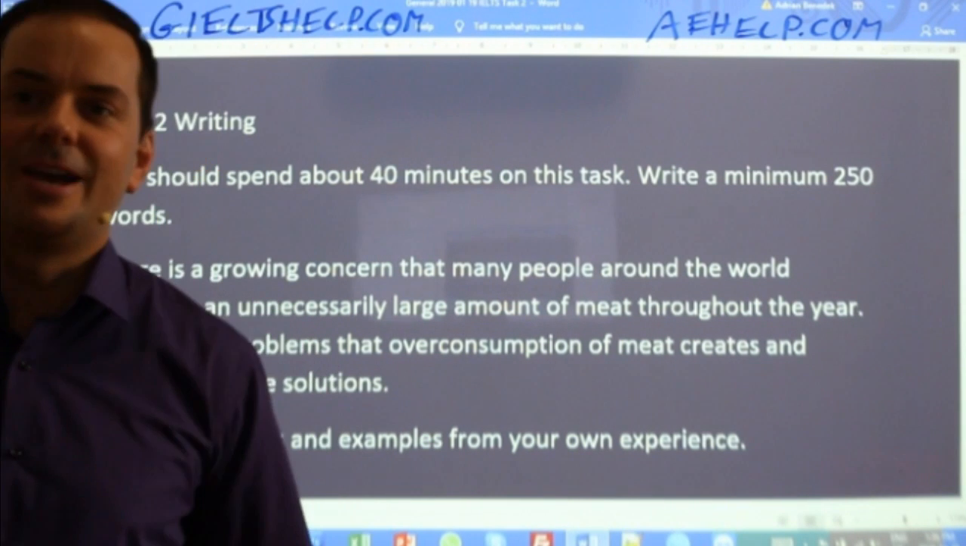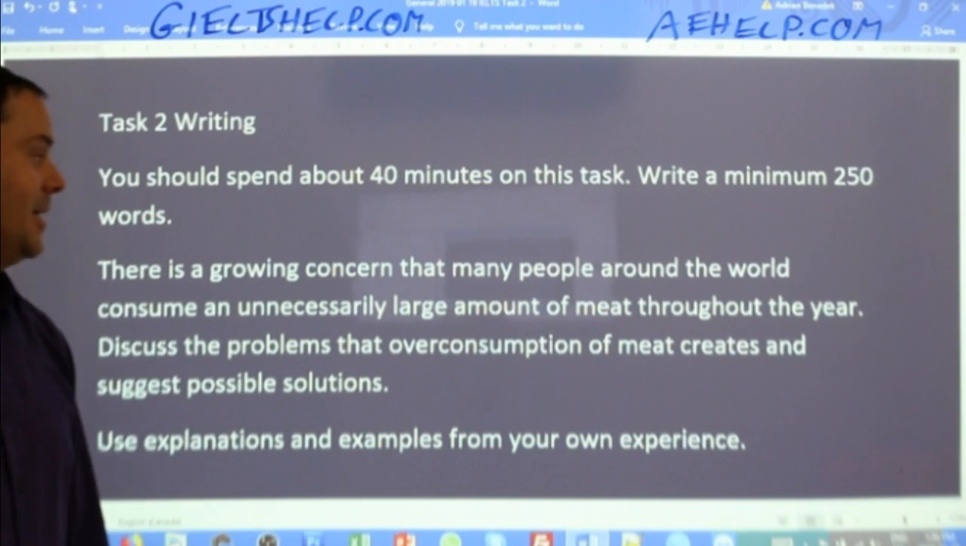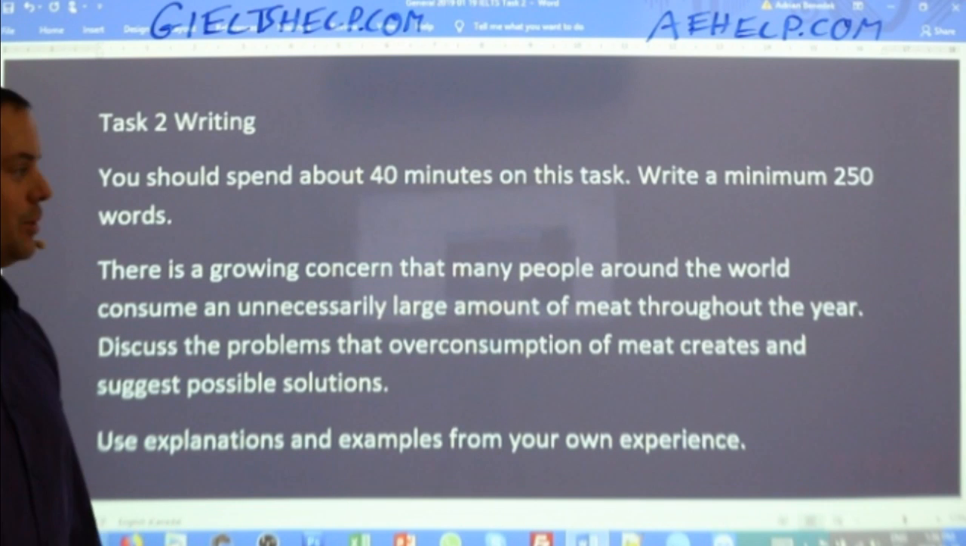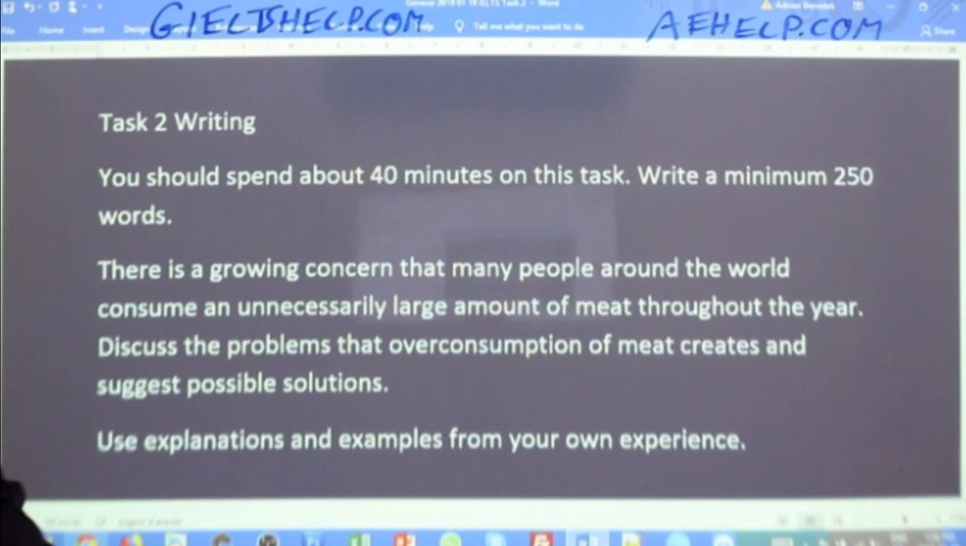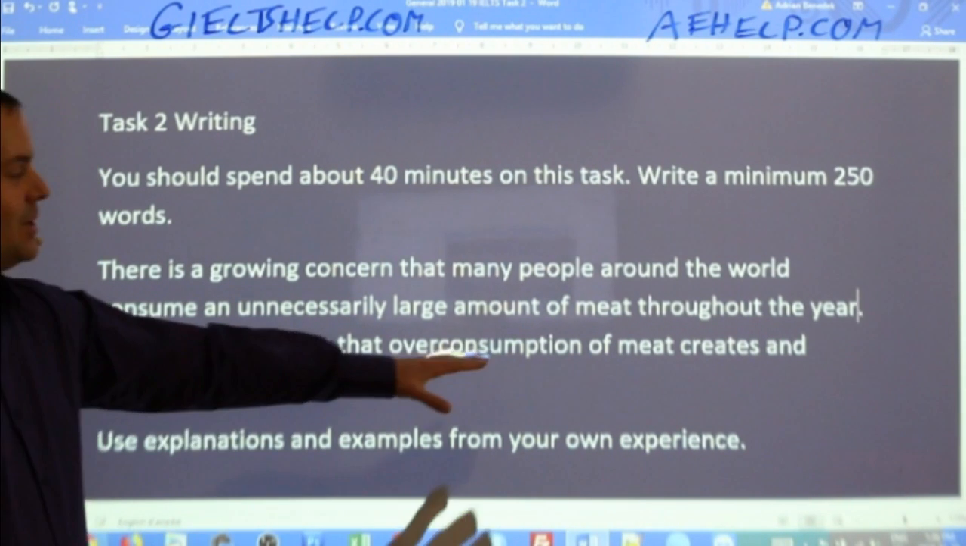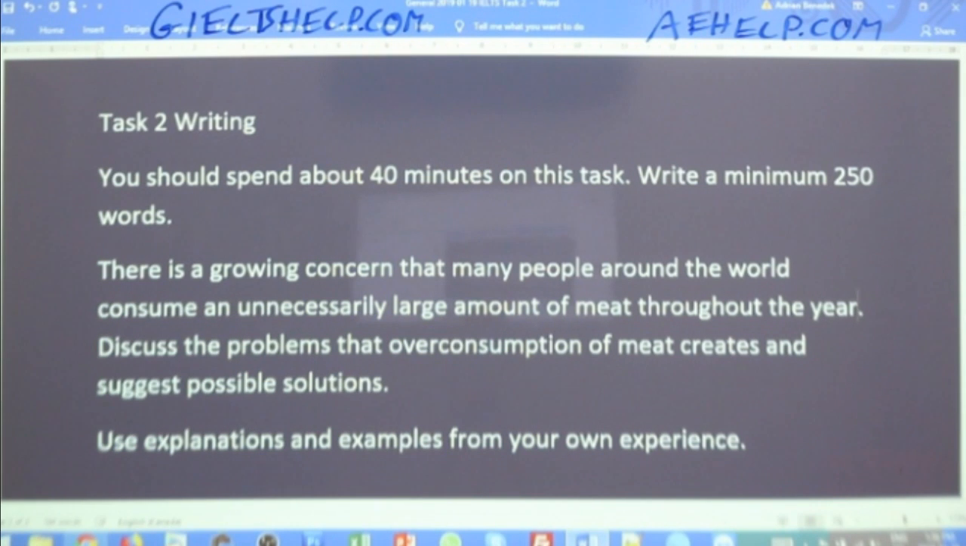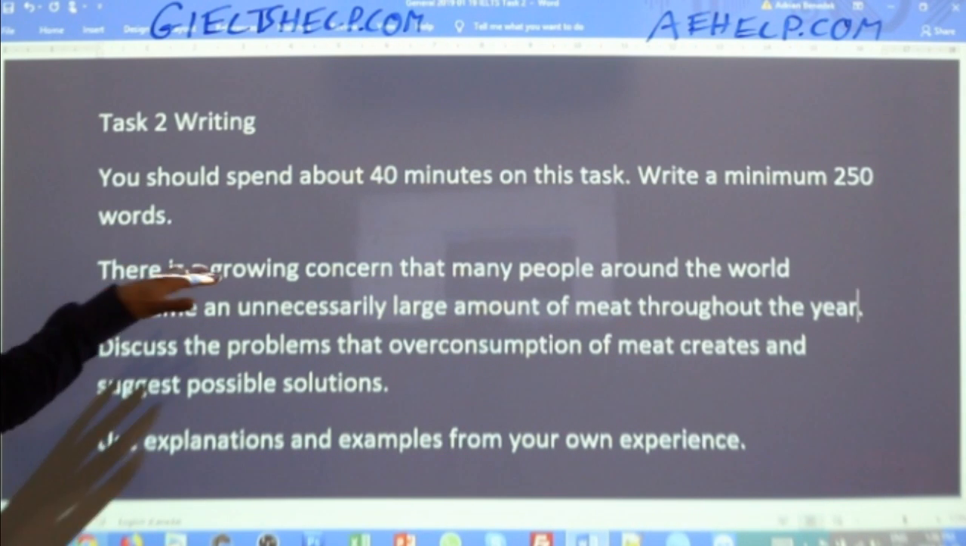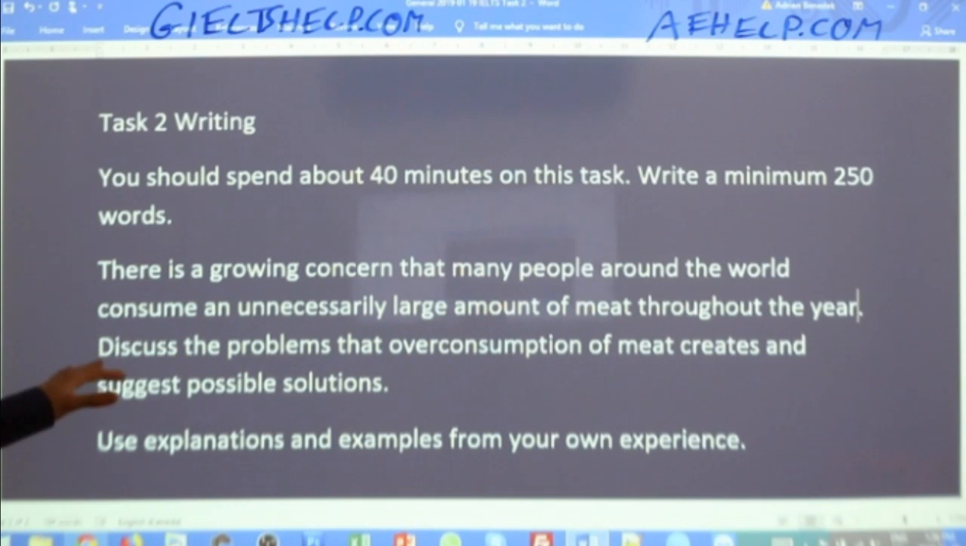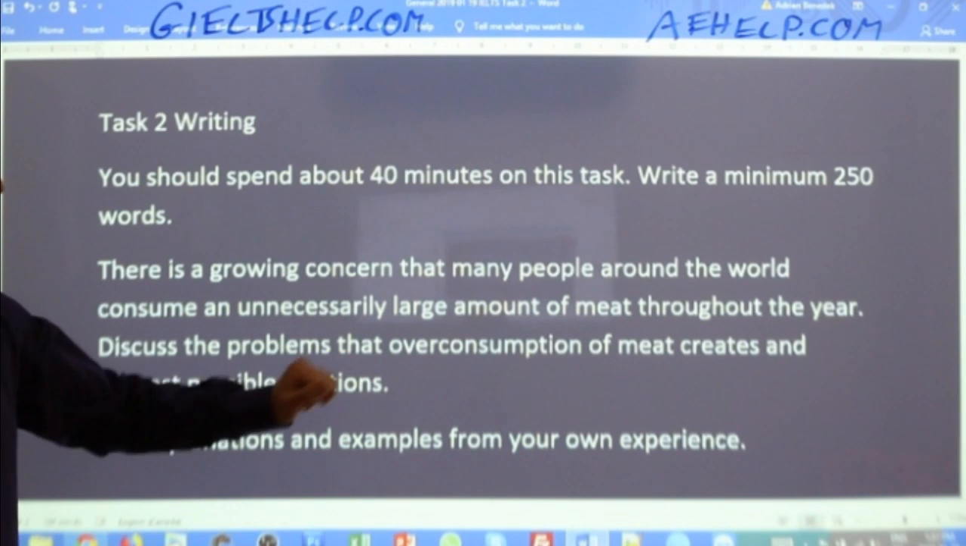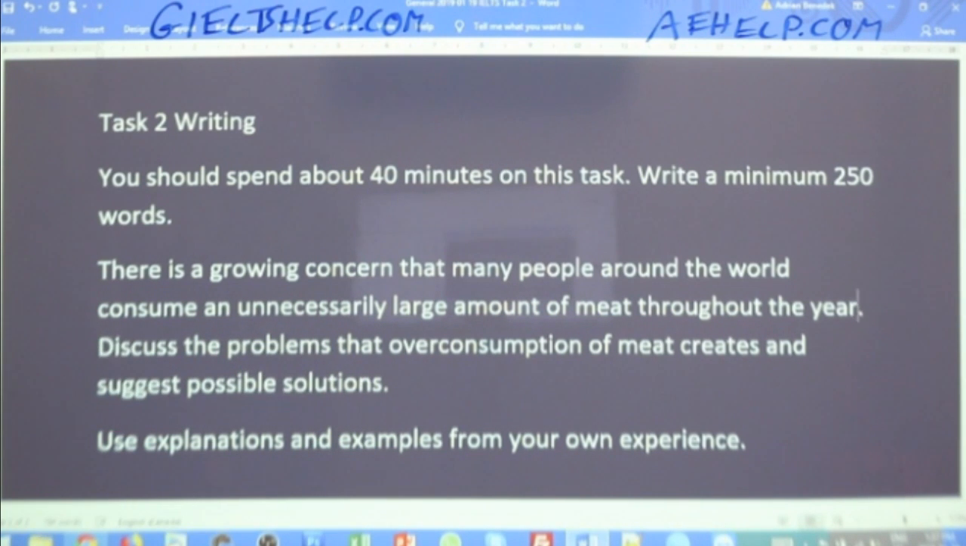solutions, okay? So, kind of in line with what I just mentioned about not eating sugar and carbohydrates. Here we're talking about eating a lot of meat. So, again, there's growing concern that many people around the world consume an unnecessarily large amount of meat throughout the year. Discuss the problems that overconsumption of meat creates and suggest possible solutions. All right.